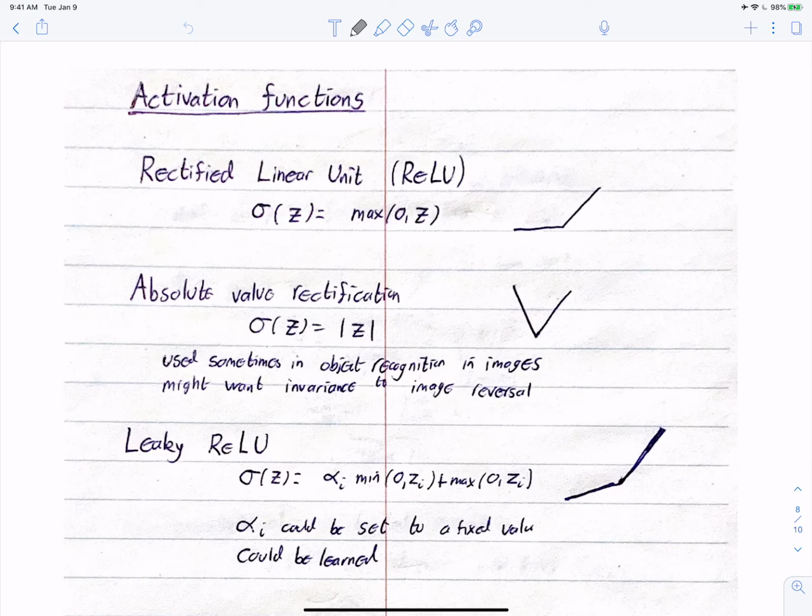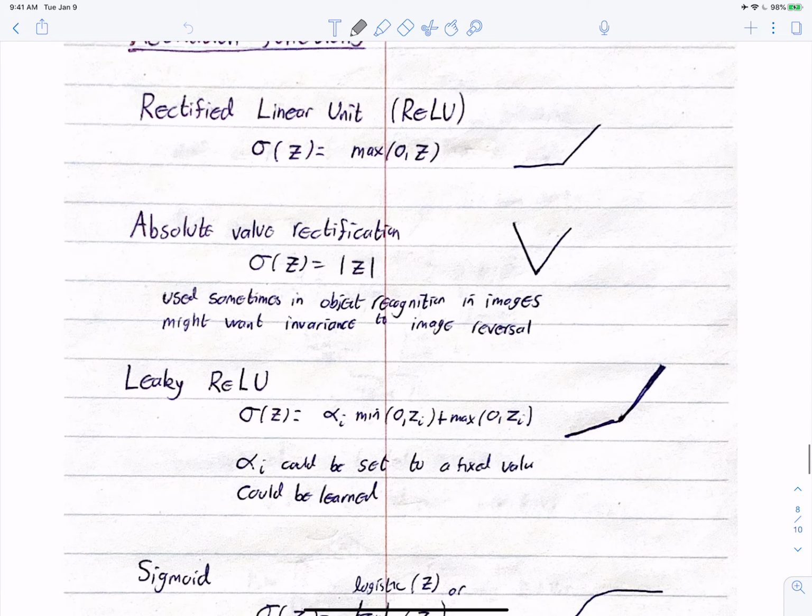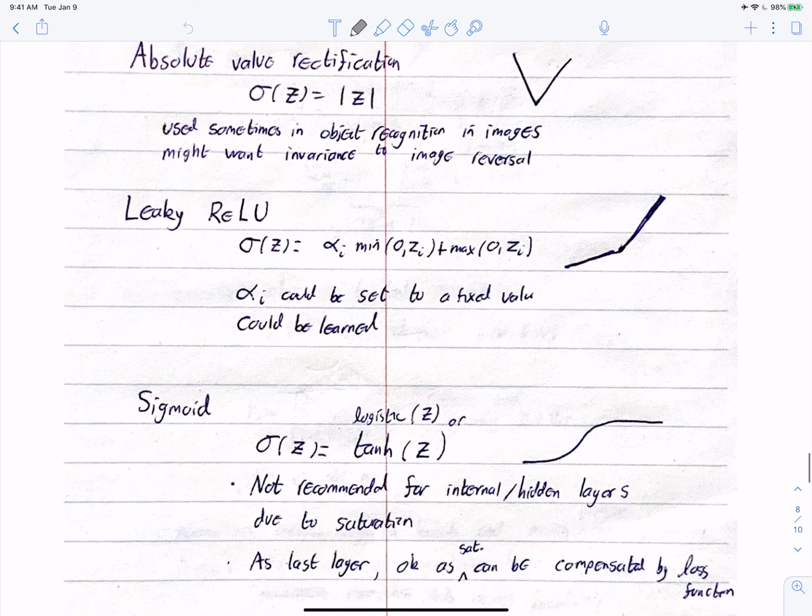There are other activation functions that subsume these two, such as the leaky ReLU, where sigma of z is, let's say, alpha_i times the minimum of 0 with z_i, plus the max of 0 with z_i. So here, this has a unit slope to the right of 0, and then some other slope alpha_i to the left of 0. And alpha_i could be fixed, or it could even be learned. You may get performance gains if you throw this parameter alpha into the pile of things that you're learning.